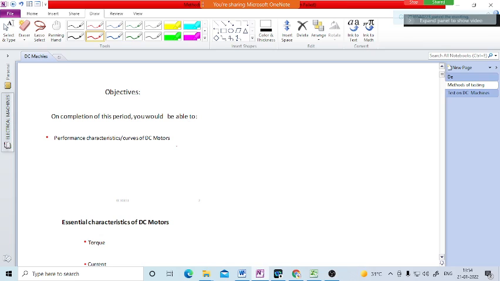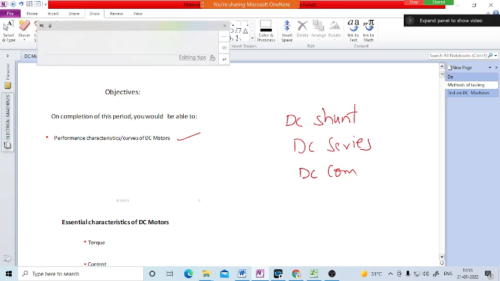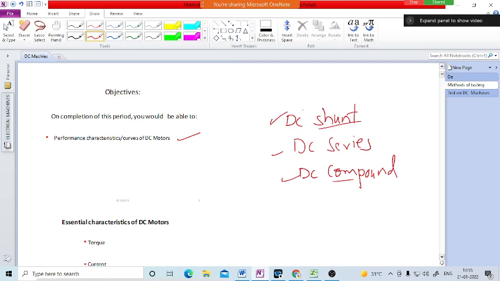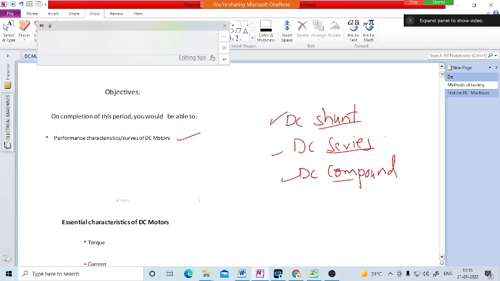In DC machines we have different types of motors: DC shunt motor, DC series motor, and DC compound motor. In this class we are going to discuss the DC shunt, DC series and DC compound. We'll do the same experiments on the DC shunt and DC compound motors, but for the DC series motor there is a separate test for the performance characteristics.